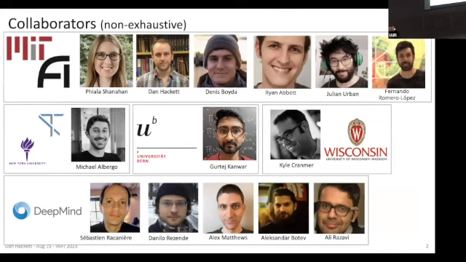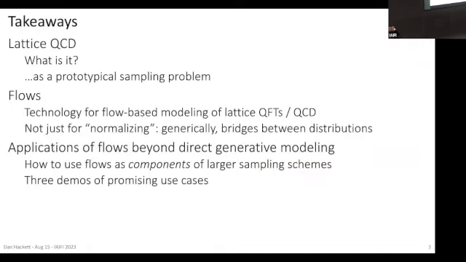So this is in collaboration with quite a few people over the course of the past 4 or 5 years or so. In particular, I'm going to show you some numerical results towards the end. I wanted to point out that these were done in close collaboration with these two up here, Fernando Romero Lopez and Julian Urban.